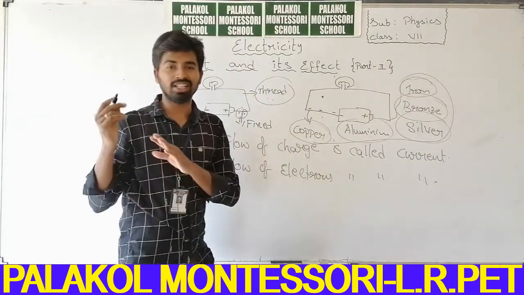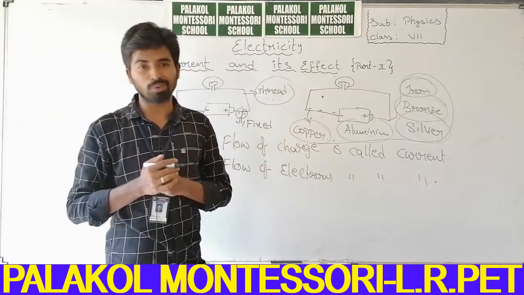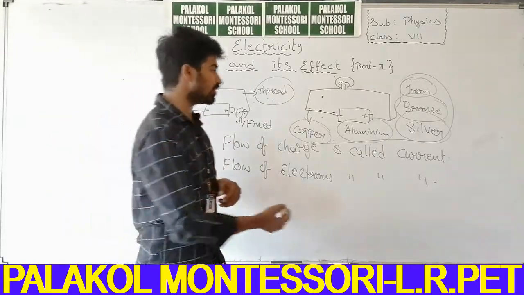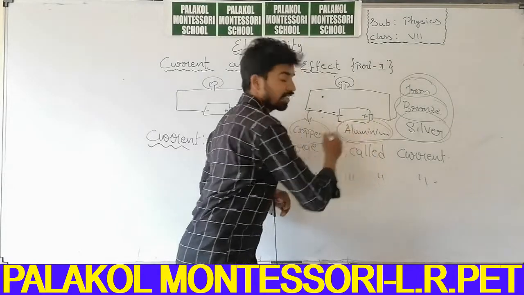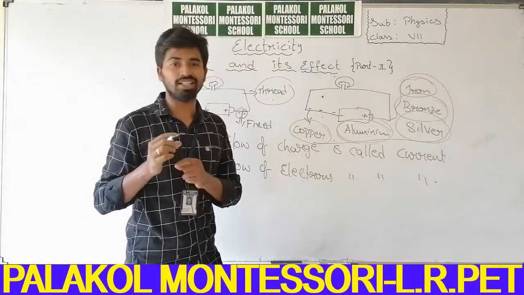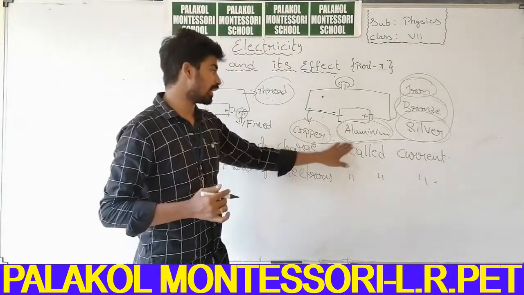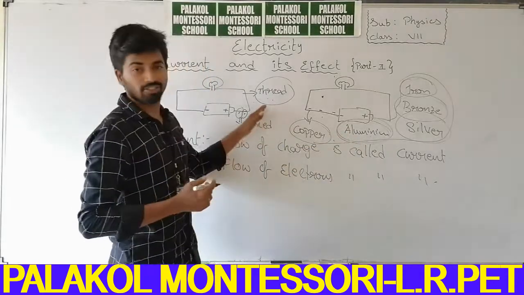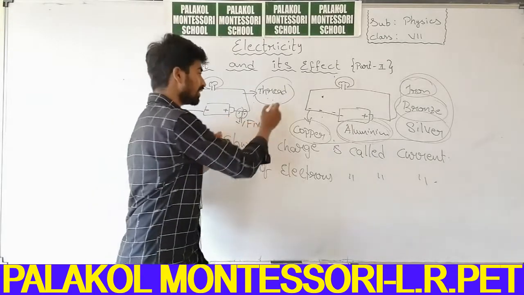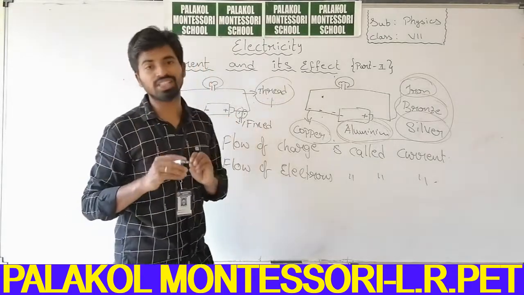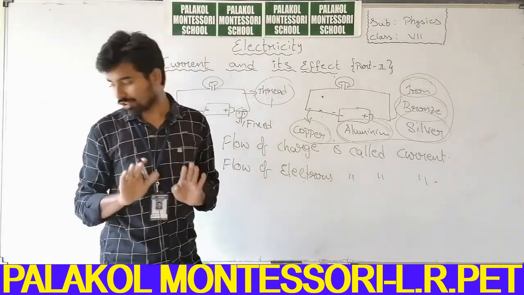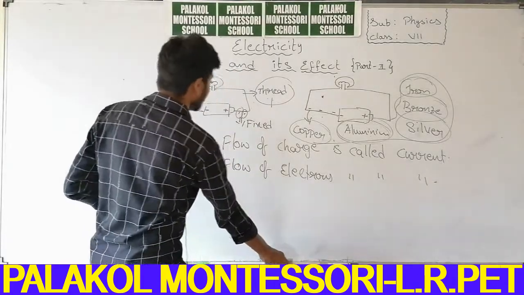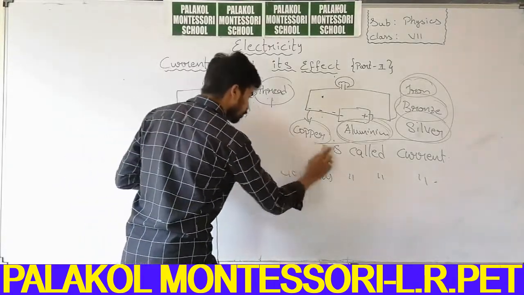If you observe the wires near the electric pole, which material is used? Aluminum is used. We call them high tension wires, and those are made of aluminum. Why are they not made with thread? Because the electrons in the thread are not interested in changing their positions or moving.